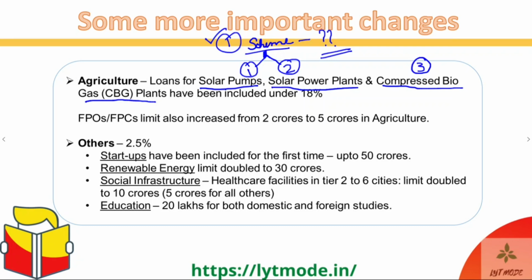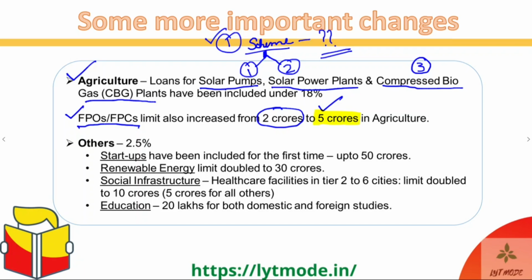Now coming back to the agriculture sector, the solar pumps, solar power plants, and the compressed biogas plants, all three have been included under agriculture PSL targets. Secondly, the agriculture PSL loans which are given to FPOs and FPCs, their limit has been increased to 5 crores from 2 crores. So earlier it was 2 crores, now it has been increased to 5 crores because there's a lot of boost that is being given to the FPOs and FPCs as well. FPOs basically stands for farmer producer organizations.